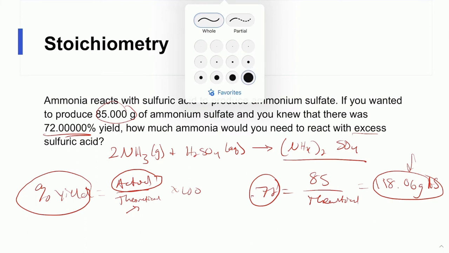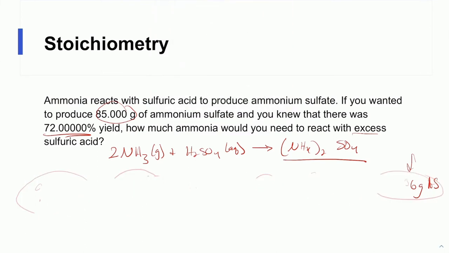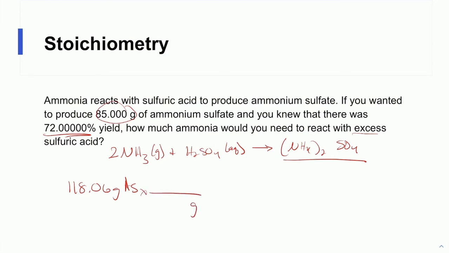So when I'm setting up the dimensional analysis, I'm going to put 118.06 grams of ammonium sulfate in the beginning. Okay, times, and then you put the molar mass of ammonium sulfate down here. So I'm just going to hold that off for a second.